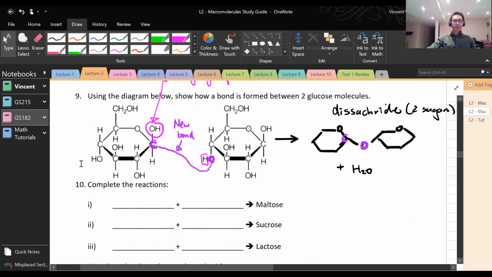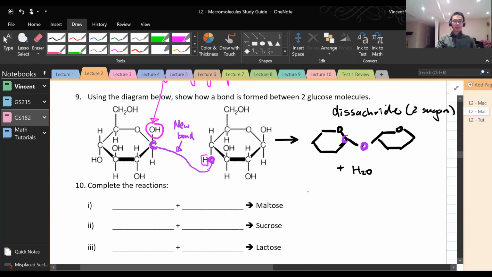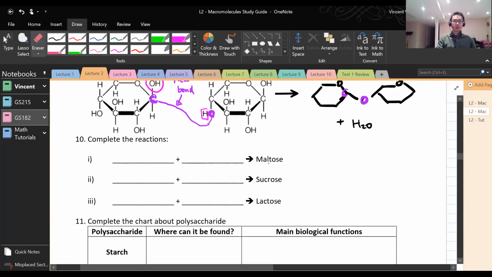Here we are going to complete the reaction. The maltose, the sucrose, and the lactose are all disaccharides. Disaccharides, double sugar, right? Yes, I will be posting this online afterwards. Someone just asked, and I'll show you afterwards where to find it.